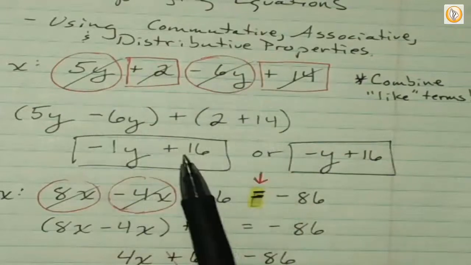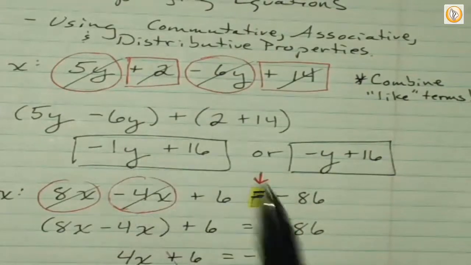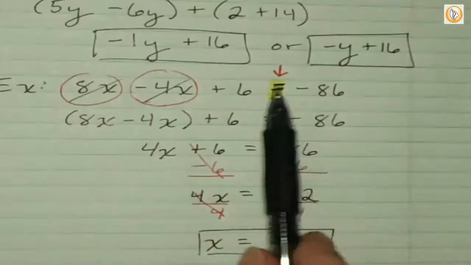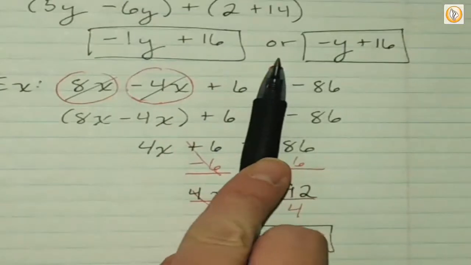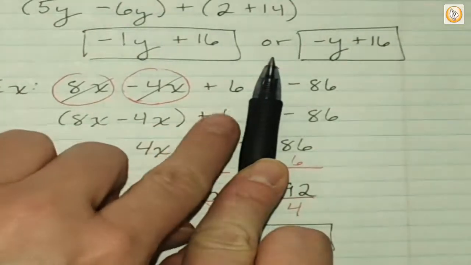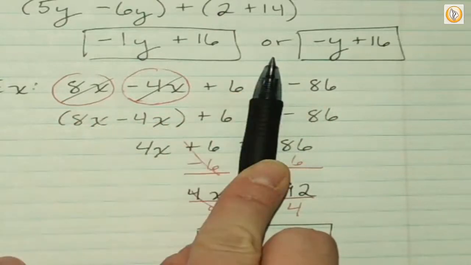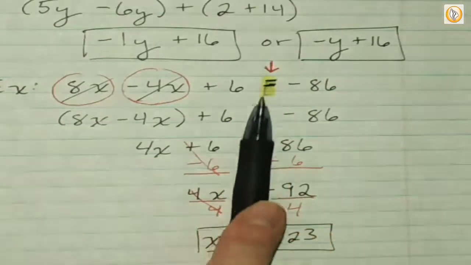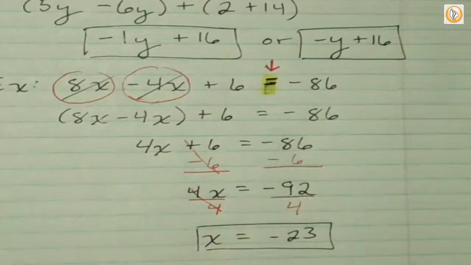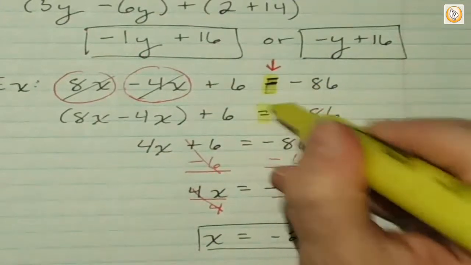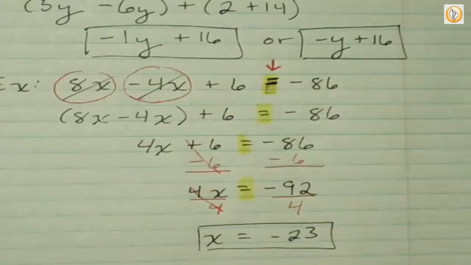You're just combining like terms, and this is kind of what you'd get. If the equal sign is not there, then it would look like that. It'd be plus 6 minus 86, and then you would just combine. It would be negative 80. You would just combine like terms. But in this case, there's an equal sign. So therefore, we're solving for the variable, and we have to follow those intruder alert rules.